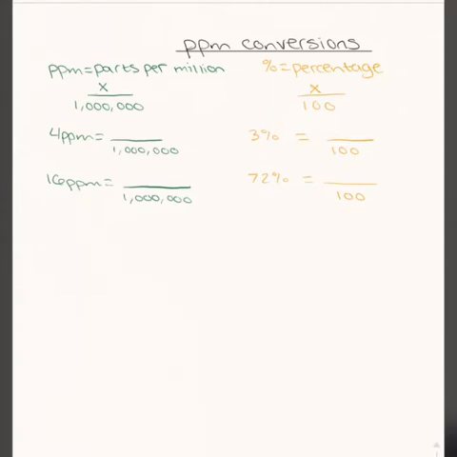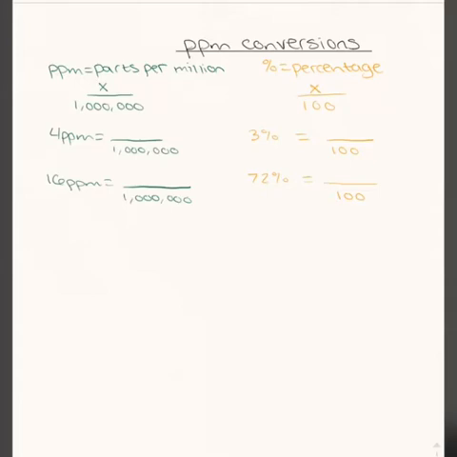Hey guys, in this video we're just going to be looking at how to convert ppm to some other units such as percentage and ppb. So to start, we're just going to be looking at ppm and percentage. So ppm just stands for parts per million. That means that we have X amount of parts per 1 million.